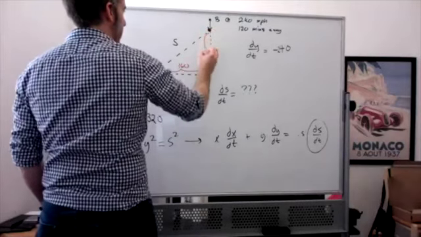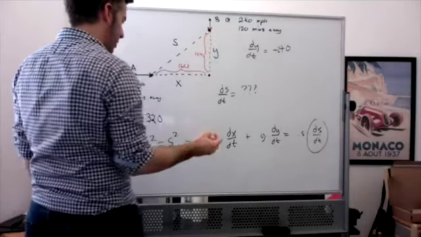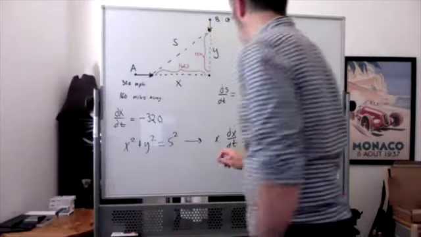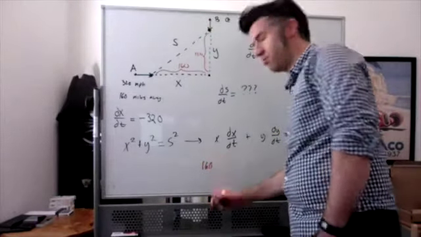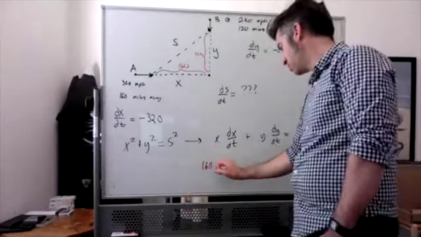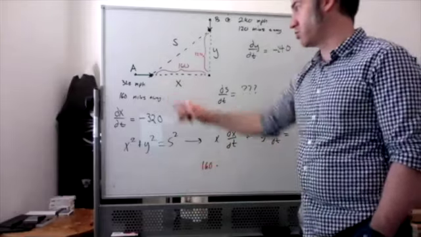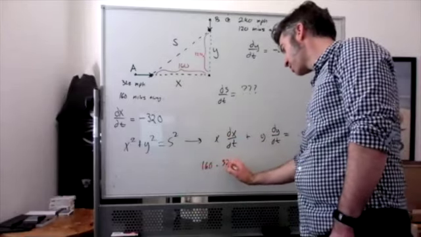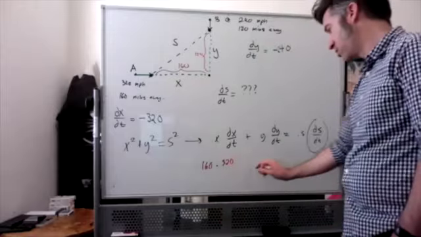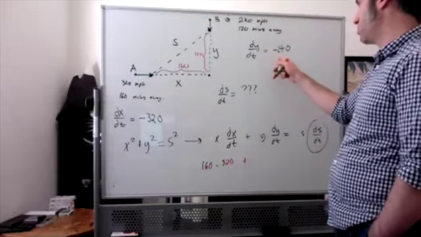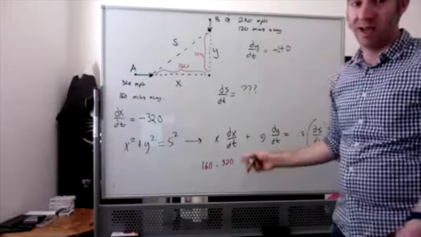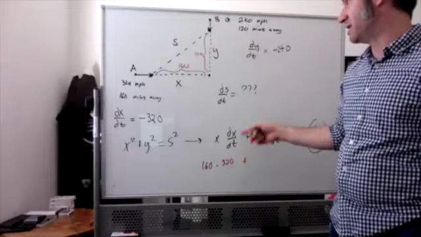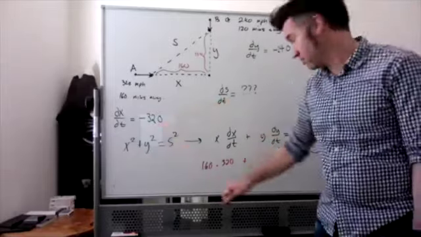This distance is 120. So I know that x is going to be 160 miles. dx dt is 320 miles per hour. Y is 200. Oh, sorry. So it's not positive 320 though. It's negative 320, right?